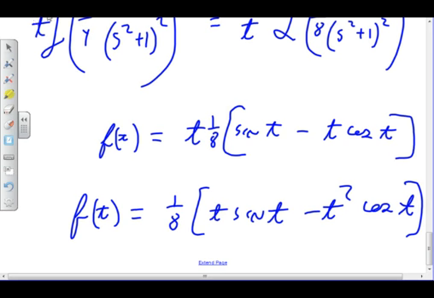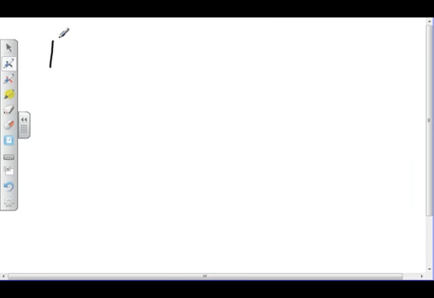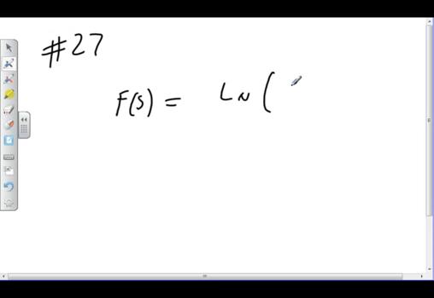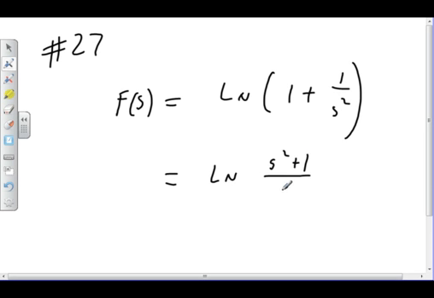Problem 27, really? You guys are pulling my leg on 27, because that looks pathetically easy to me. Okay, so f of s is equal to natural log of 1 plus 1 over s squared. Let's see. If I rewrote that as natural log of (s squared plus 1) over s squared, could I do that? Will that be okay? Yes.